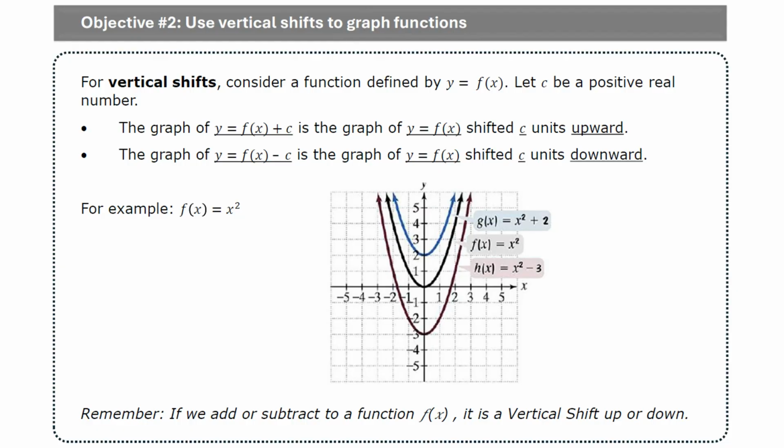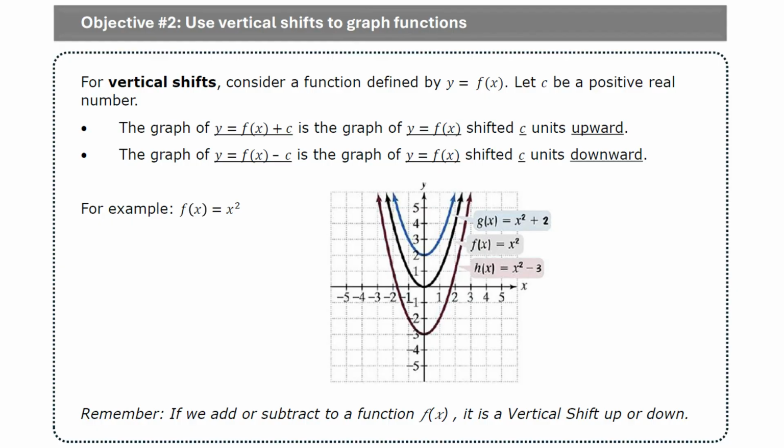So plus c moves the graph up, minus c moves the graph down. Remember, if we add or subtract outside of f of x, it's a vertical shift up or down.